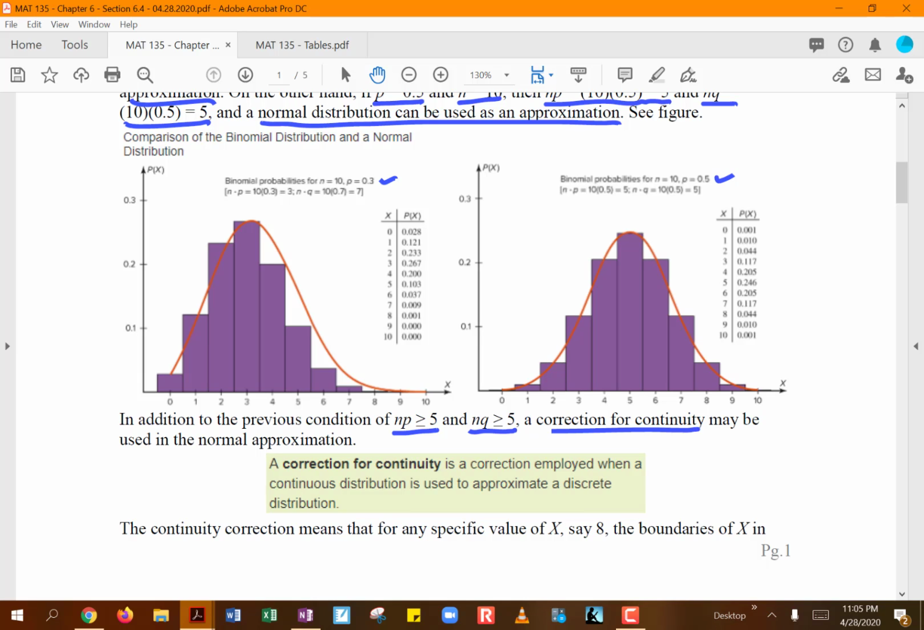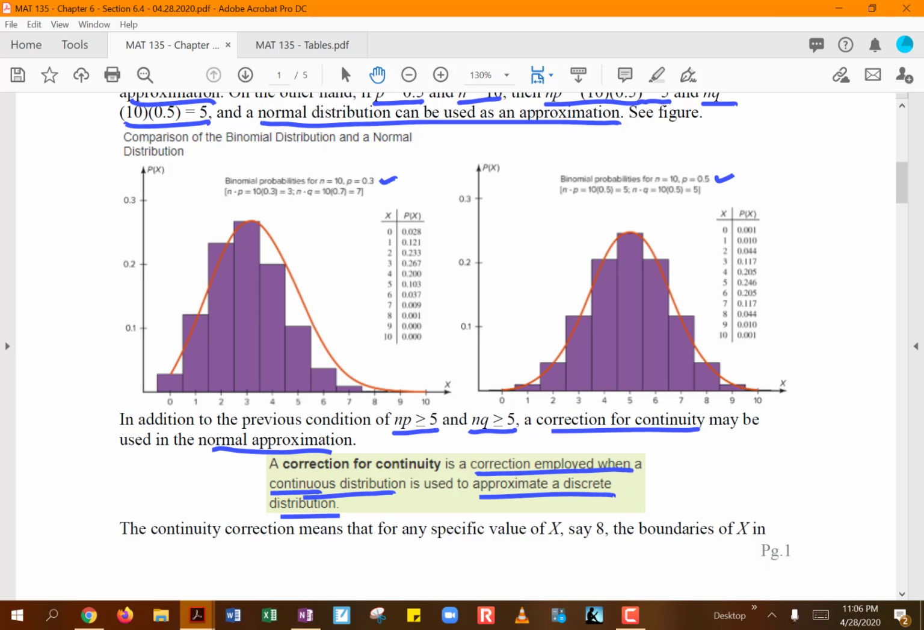We are doing these normal approximations. So your correction for continuity is basically a correction employed when a continuous distribution is used to approximate a discrete distribution. So the continuous distribution would be your normal distribution, and the discrete distribution would be your binomial distribution. So they're basically saying you have to use this correction whenever, in our case, you are using a normal approximation for a binomial distribution. Okay, and this would of course be true for any continuous distribution being used for a discrete distribution.